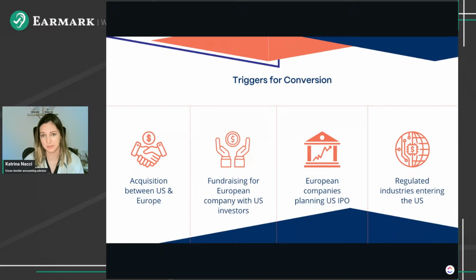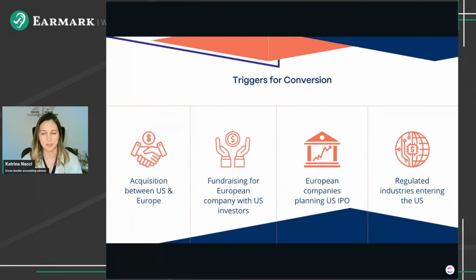The third reason for a GAAP conversion would be European companies that are going through a US IPO and either need to convert to IFRS or US GAAP. There is the ability to use either IFRS or US GAAP if you're doing a US IPO, depending on whether you're meeting certain requirements to be listed as a foreign private issuer. So that's something to consider as well. You don't necessarily need to convert to US GAAP just because you're doing a US IPO, but you may want to if your peer companies are on that standard as well.